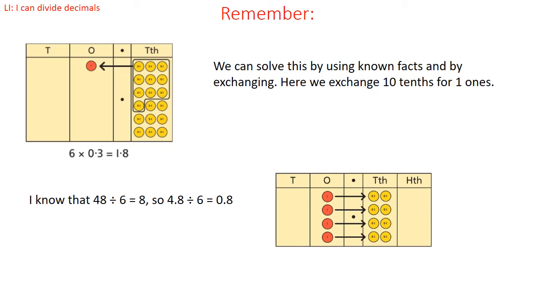We also know that if 48 divided by 6, so 48 ones divided by 6 equals 8, then 4.8 divided by 6 is going to be 0.8. So 48 tenths divided by 6 will give us 8 tenths.